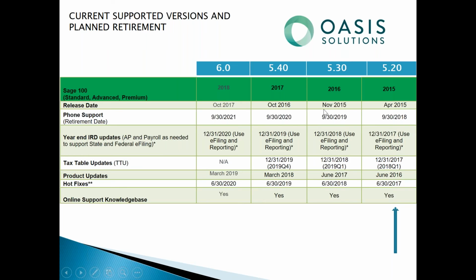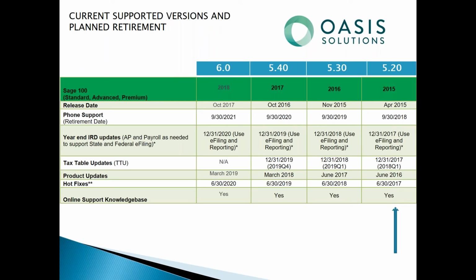So this is lining out when versions are retired. If you're on a version prior to 5.2, then your version is already retired. And I know I worked with a lot of year-end people this year that are still on 5.1, so you certainly do need to think about getting an upgrade.